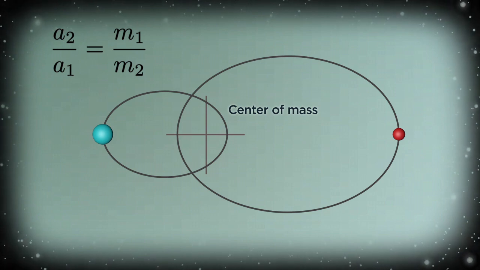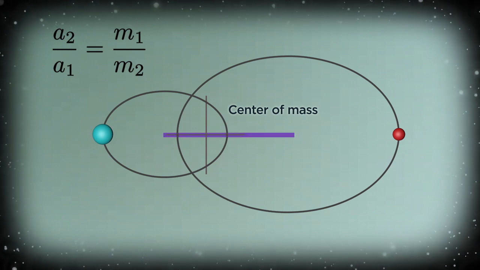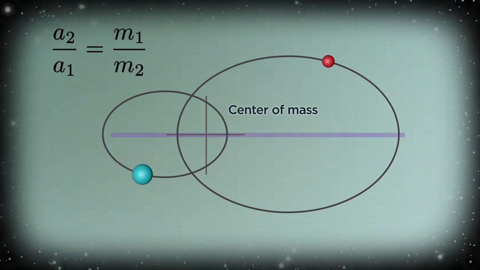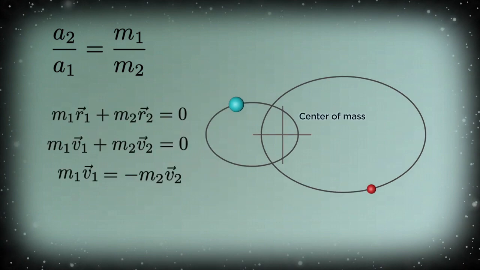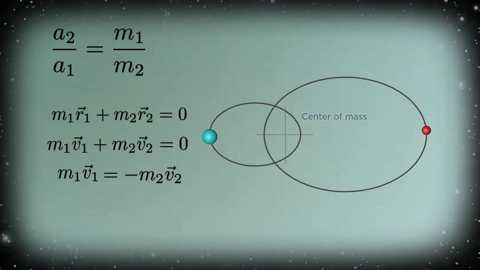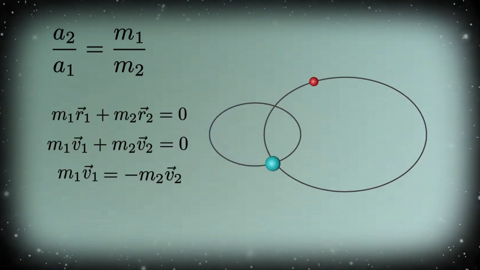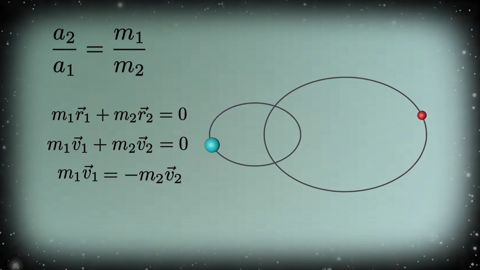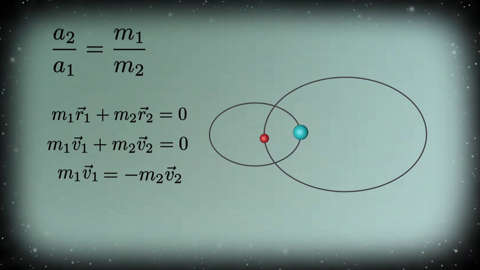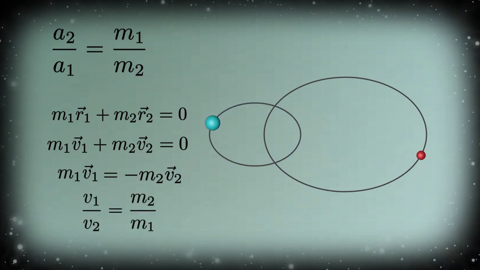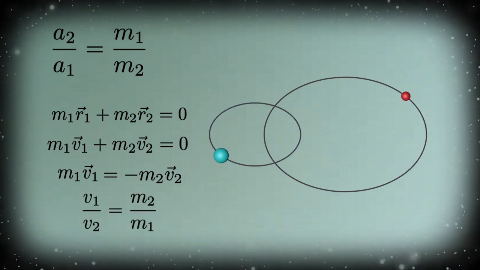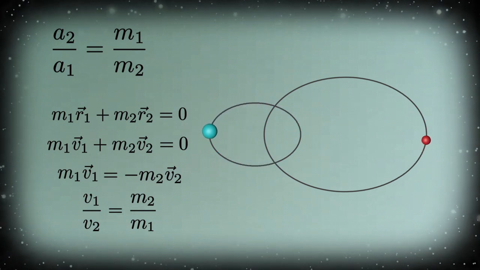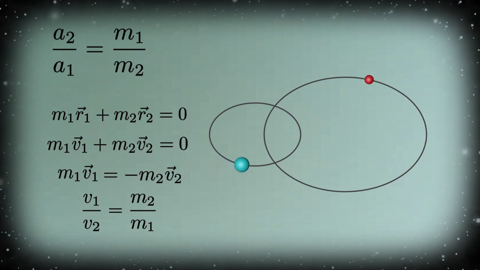And as they move, the stars are always on opposite sides of the center of mass. They also have equal and opposite momenta. We can see that by just taking the derivative of the center of mass equation. That gives m1v1 equals minus m2v2. So their velocities are always in opposite directions, and the ratio of their speeds also tells us the mass ratio. v1 over v2 equals m2 over m1. The heavier star moves more slowly.